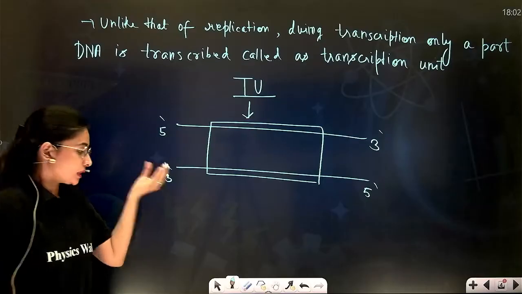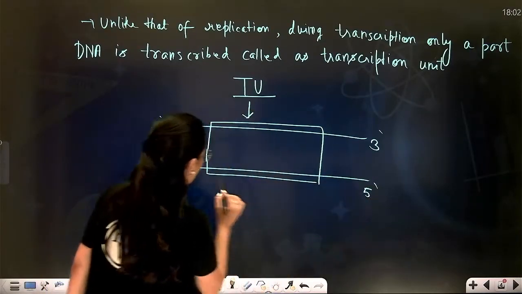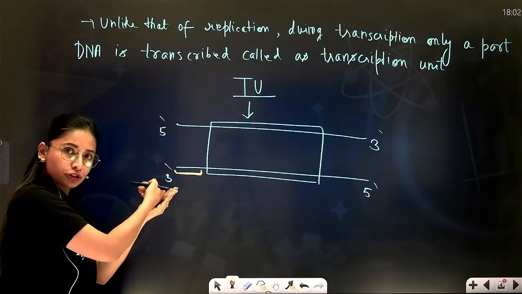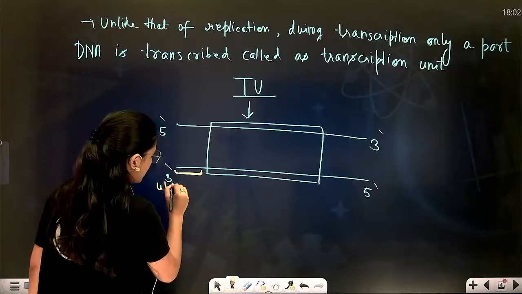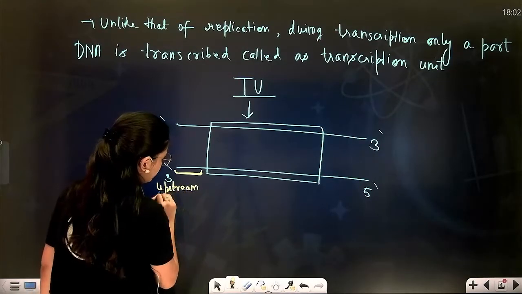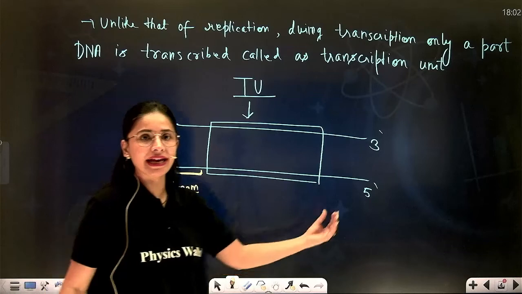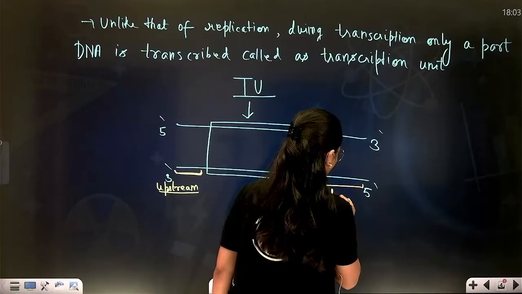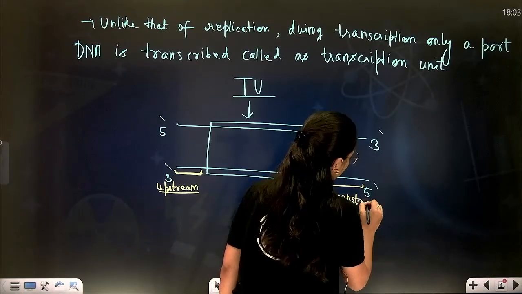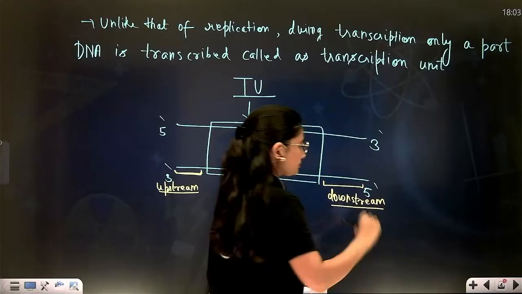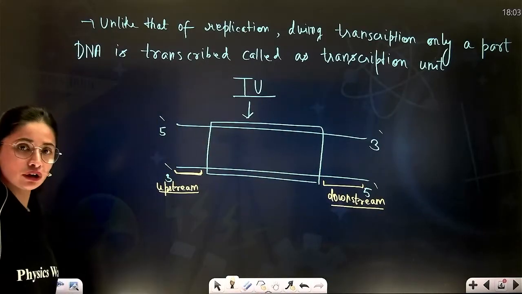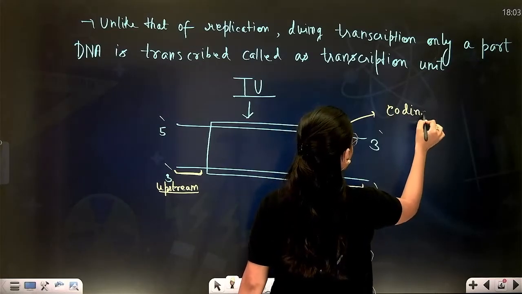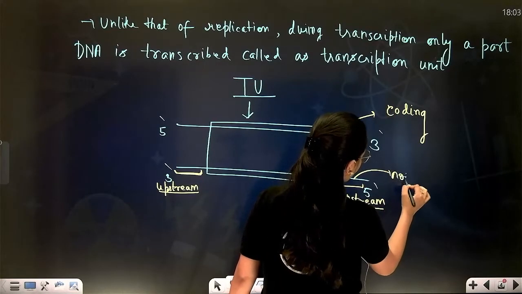So the part of DNA which undergoes transcription is known as transcription unit. Correct? Now, the portion of the DNA beta, the portion of the DNA which is left before transcription unit, this is known as upstream region. Whereas the portion of DNA which is left later on over here, this is known as downstream region. Clear? Yes or no? Okay. So this is basically coding strand and this is your non-coding.